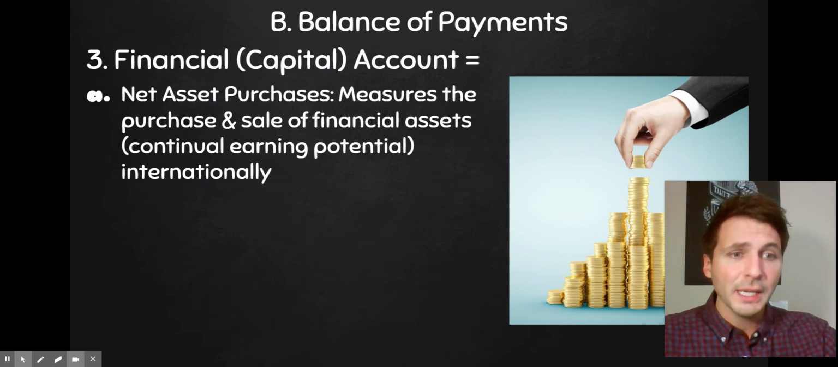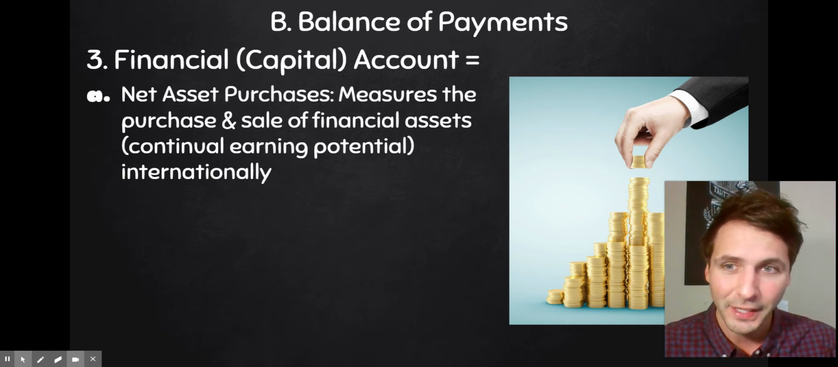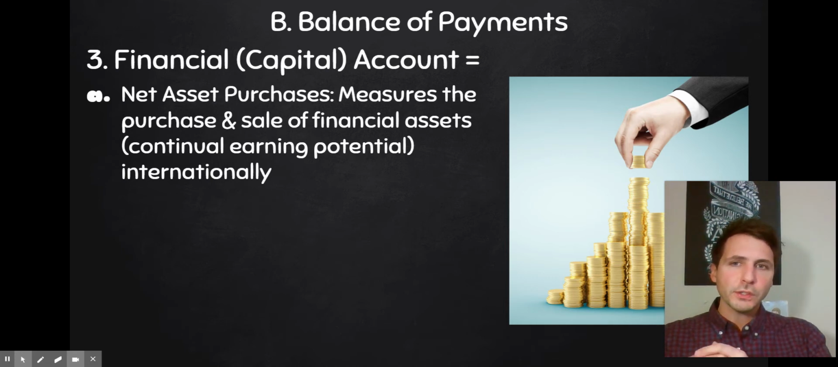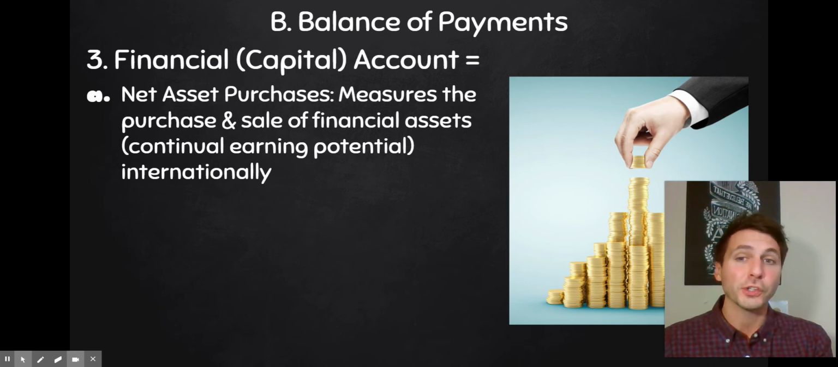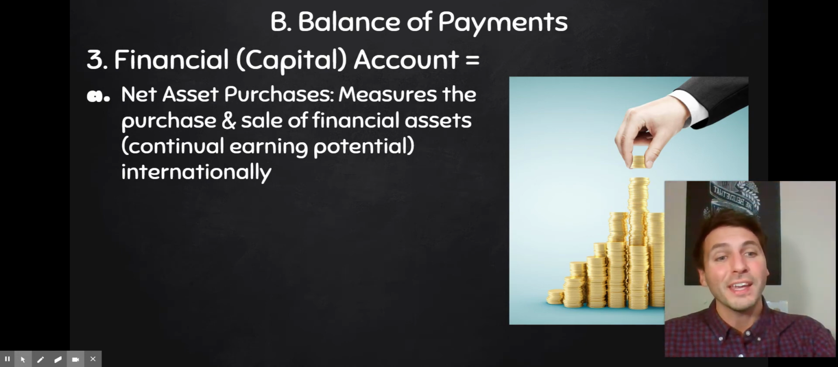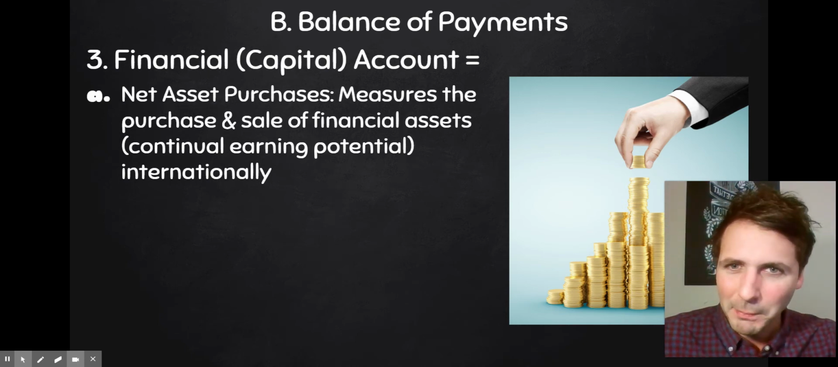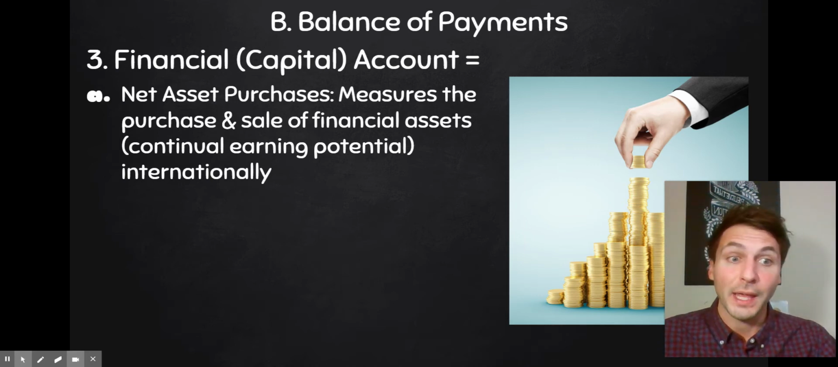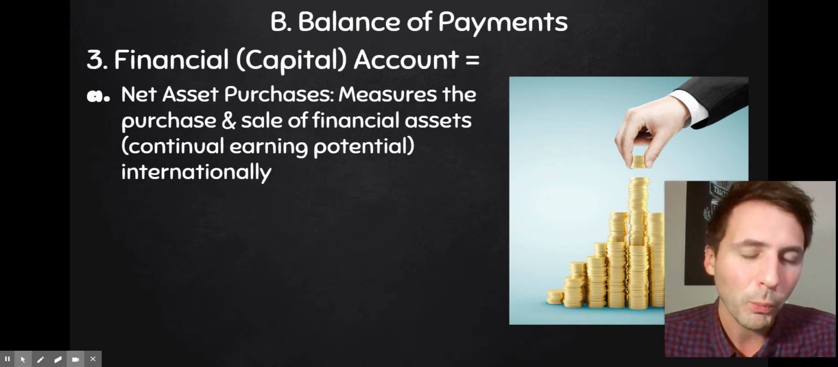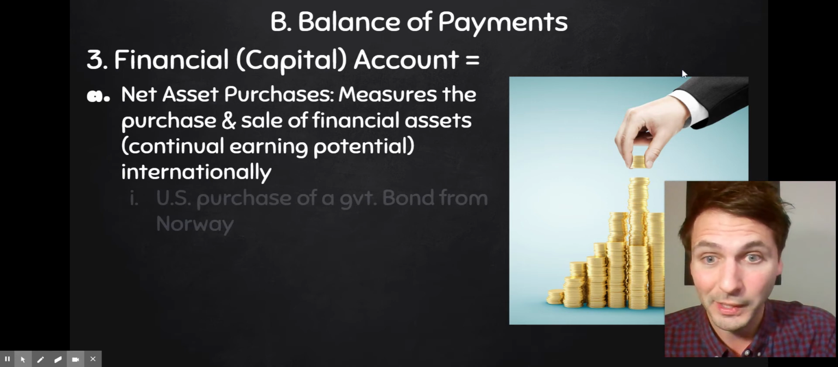It'll make you money in the future, but the initial purchase of that investment is considered a financial purchase or the purchase of a financial asset. Right? So it measures the purchase and sale of financial assets. Financial assets is anything that has a future or continual earning potential, right? So if I buy, I don't know, a ski resort in Norway, it has potential to make me money in the future. I'm not buying that because it satisfies my utility. I'm buying it because I want to make money off of it in the future. It's a financial asset that I am purchasing. And so that would count as an outflow or a negative because I'm purchasing a ski resort in Norway, right?